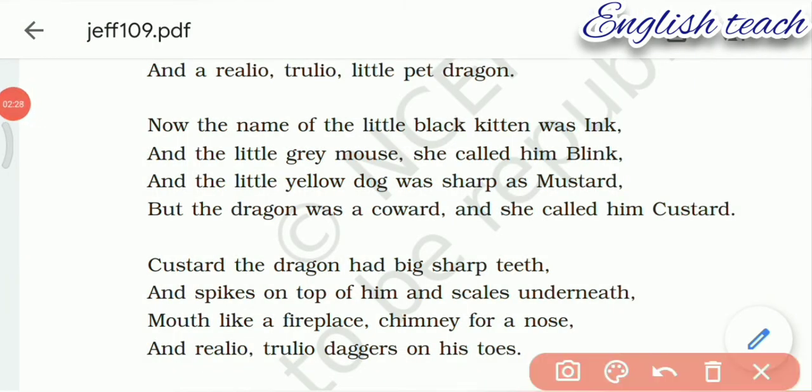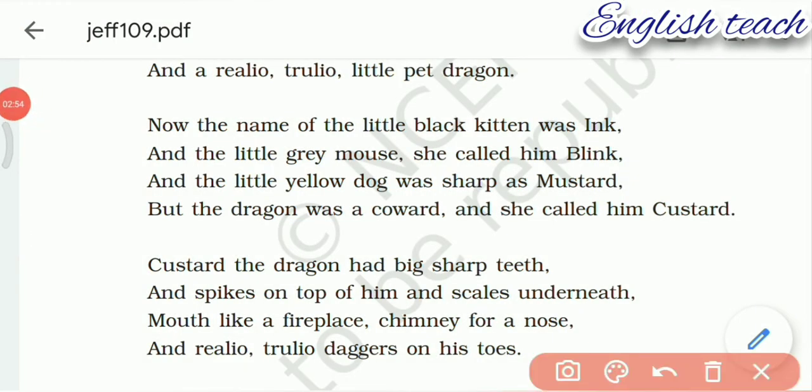Now let's read the third paragraph. Custard the dragon had big sharp teeth and spikes on top of him and scales underneath. Mouth like a fireplace, chimney for a nose, and realio trulio daggers on his toes.